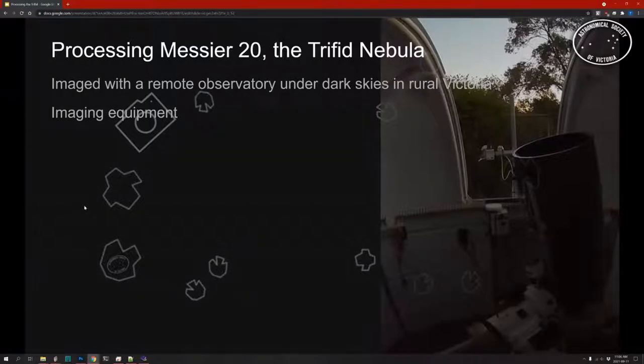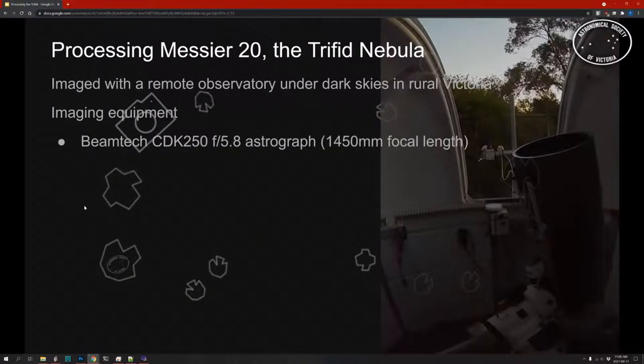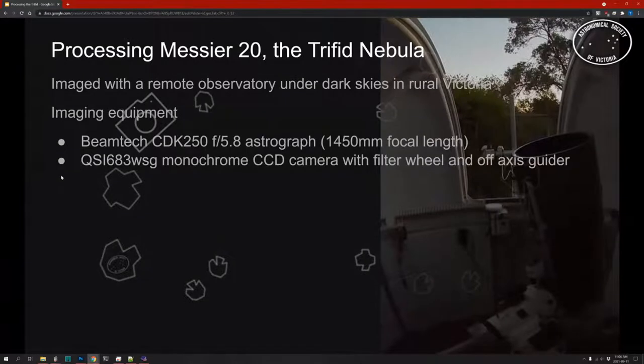I imaged it using a corrected Dall-Kirkham telescope. That's a reflector telescope with 250 millimeters aperture and 1,450 millimeter focal length. I used a CCD camera, a monochrome camera that is designed for astronomy. It's a cooled camera with a filter wheel and red, green, blue, luminance filters and a hydrogen alpha filter.